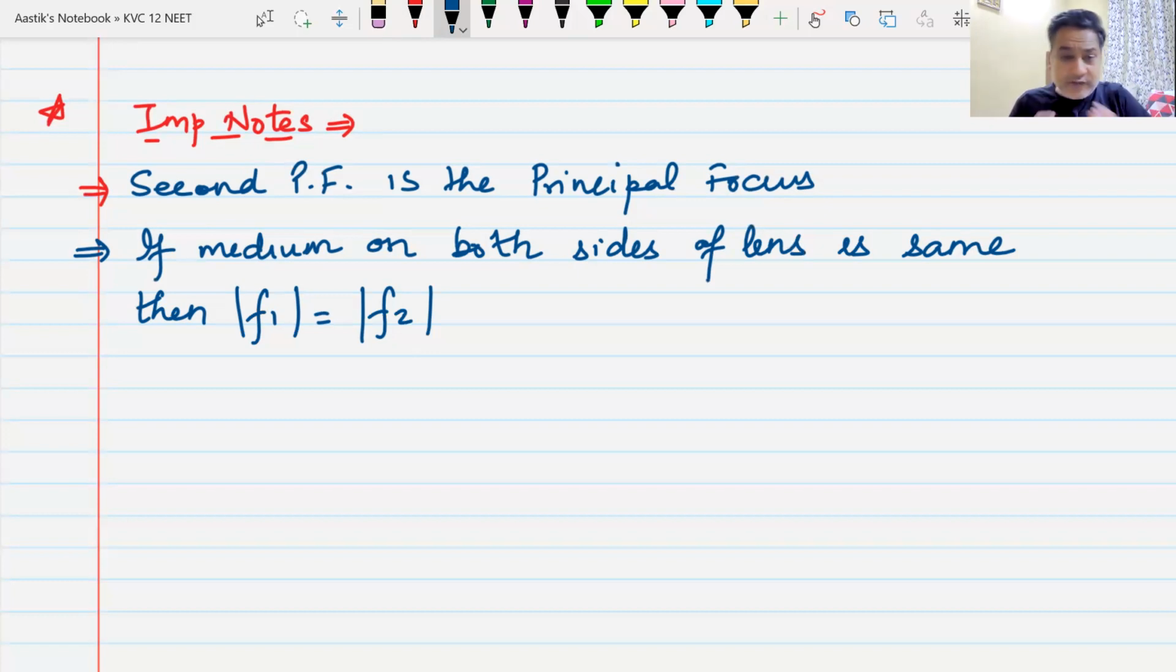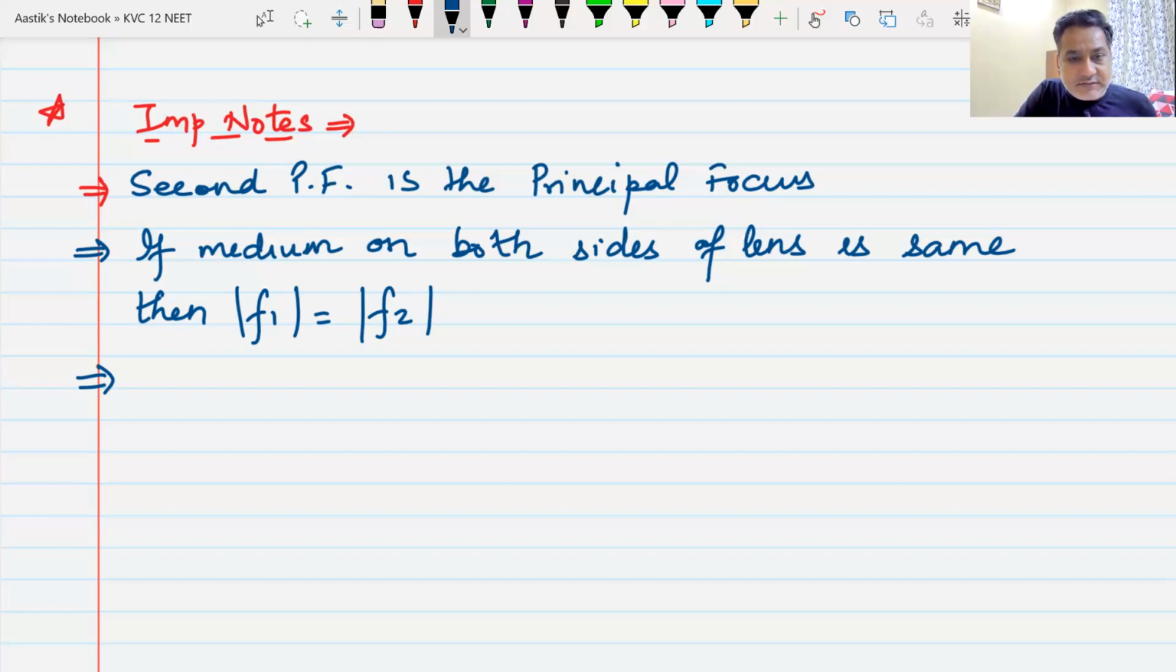Is it okay? So if we have air on both sides, or water on both sides, or any other liquid on both sides, the first principal focal length and the second principal focal length will always be the same. Yes or no? Yes, sir. I hope we are noting it down. But what will happen if the medium on both sides is not the same?